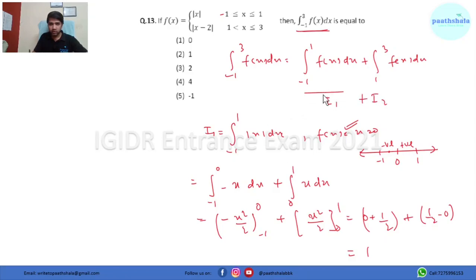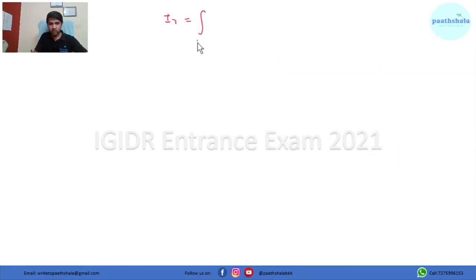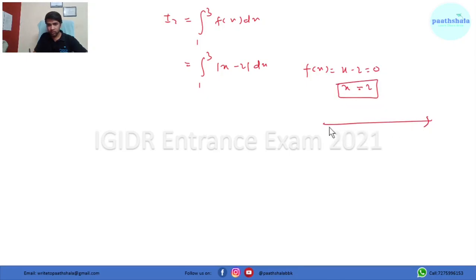Now let's solve for I2. So I2 equals integral 1 to 3 f(x) dx. In this case our function was mod x minus 2 dx. First we need to assess the nature of the function. So let f(x) equal x minus 2. If we equate it to 0, you will get x equals 2. Now draw a number line. So this will be 2, and you have to assess the nature of the function within the range of 1 to 3. So this is 1, this is 3. Now if I take, let's say, 1.5, the function will reflect a negative nature. And if I take, let's say, 2.5, this function will reflect a positive nature.